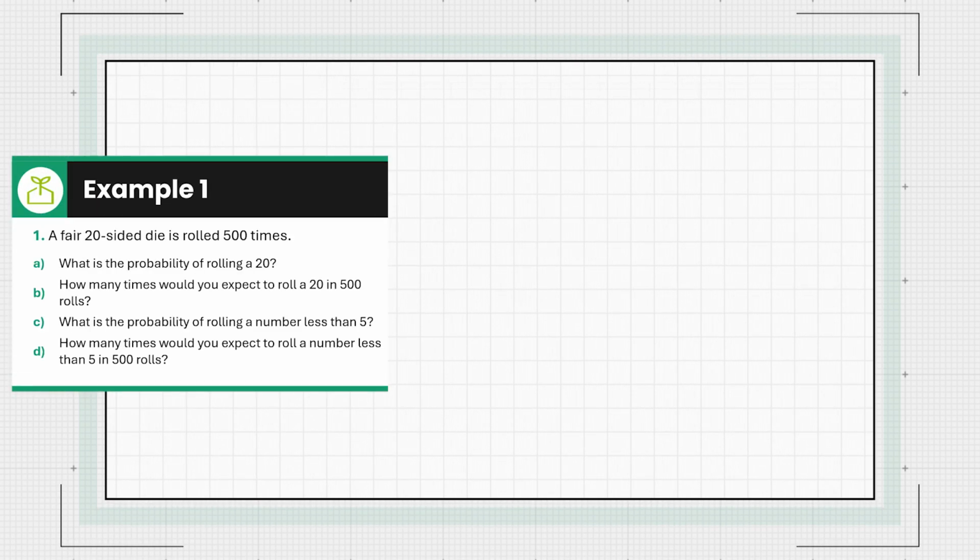Okay, welcome back. So right now we're going to be looking at fair and biased events. We have a fair 20-sided die that is rolled 500 times.